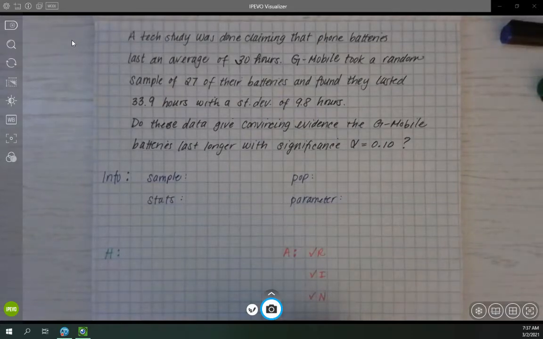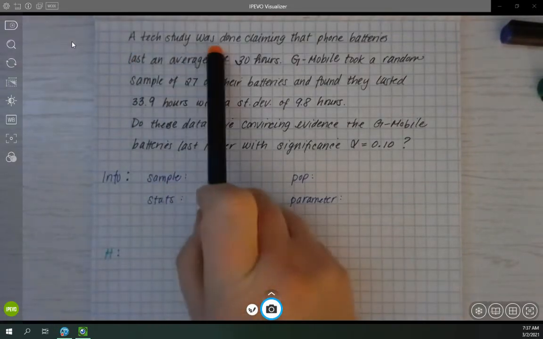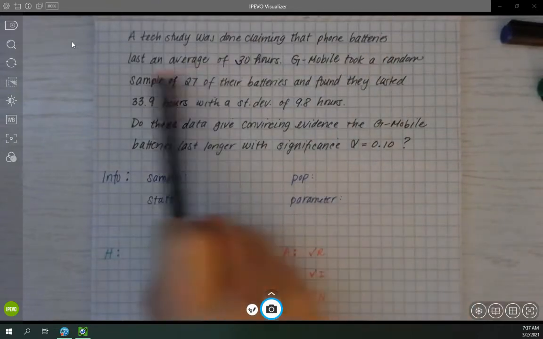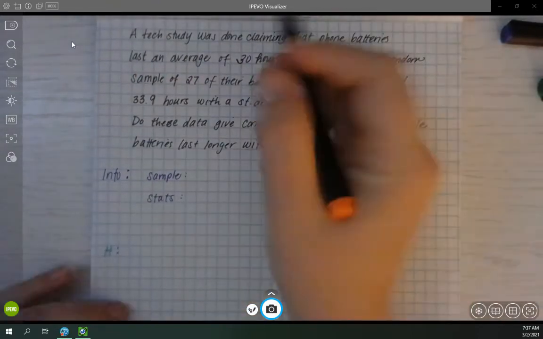This is an example for a one mean hypothesis test. So the prompt: a tech study was done claiming that phone batteries last an average of 30 hours. I'm just going to underline the word claiming.